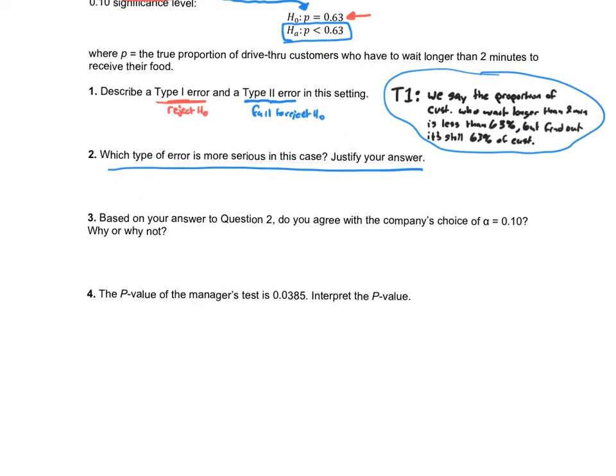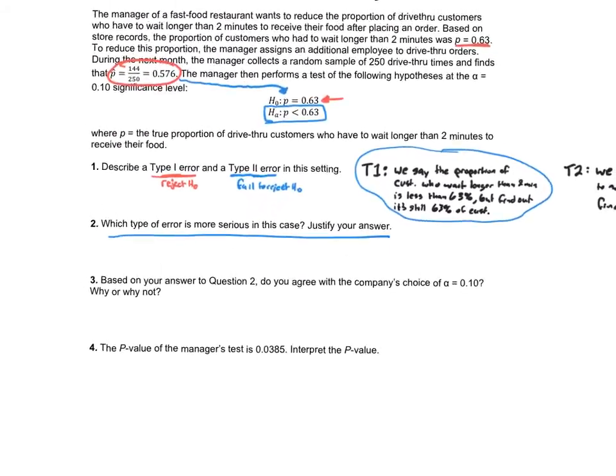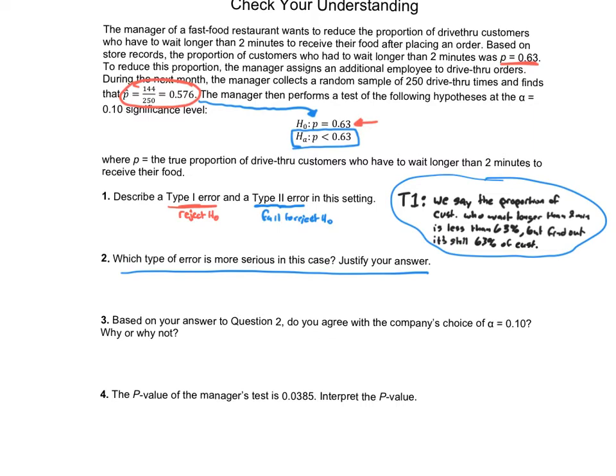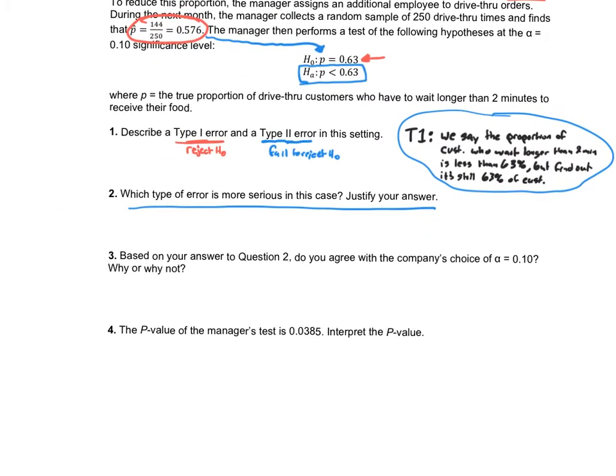Based on your answer to question 2, do you agree with the company's choice of an alpha of 10%? Why or why not? Right? So if I go on, a manager performs a test following an alpha of 10%. So here's the deal. The probability of making a type 1 error is always equal to our alpha level. So in this case, it's equal to 10%. So there's a 10% chance that we make a type 1 error.